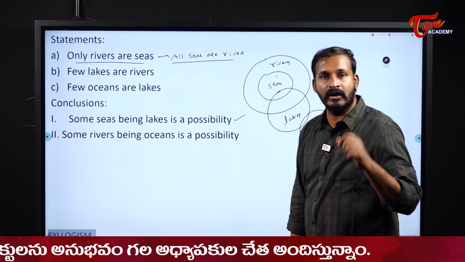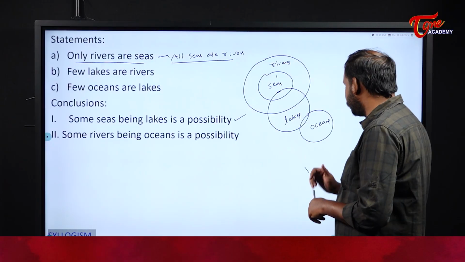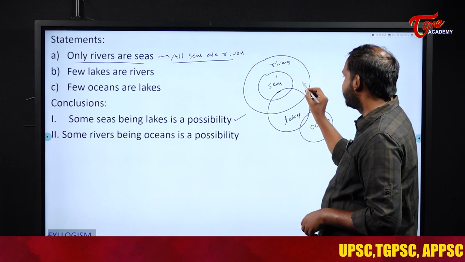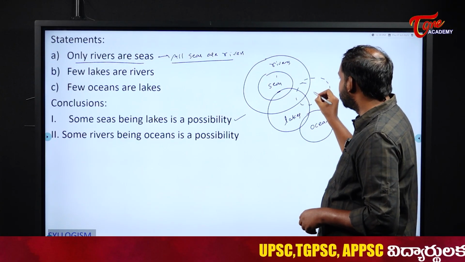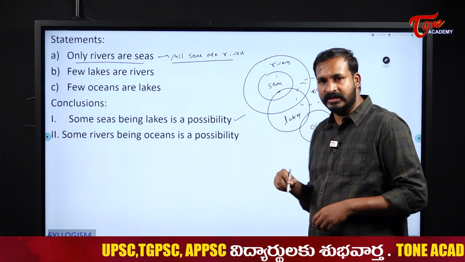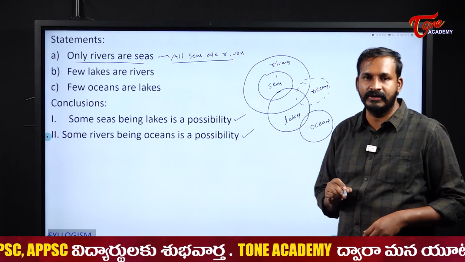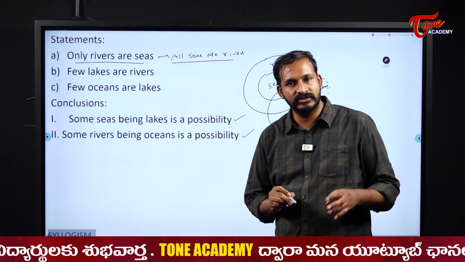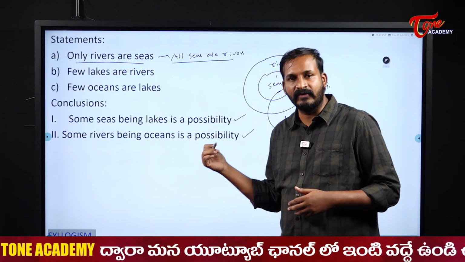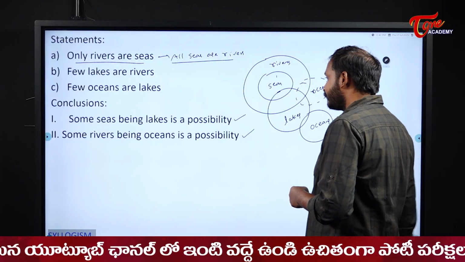For a possibility, what will we do? We will always try to make it true by drawing an alternate diagram. Intentionally, I will draw my oceans here. Like this. Can I draw my oceans here? Yes. Why? Because it is not against my given statements. So with the help of the alternate diagram, I am making this one true. Possibility conclusions, we will try to make them true by drawing an alternate diagram. Right?